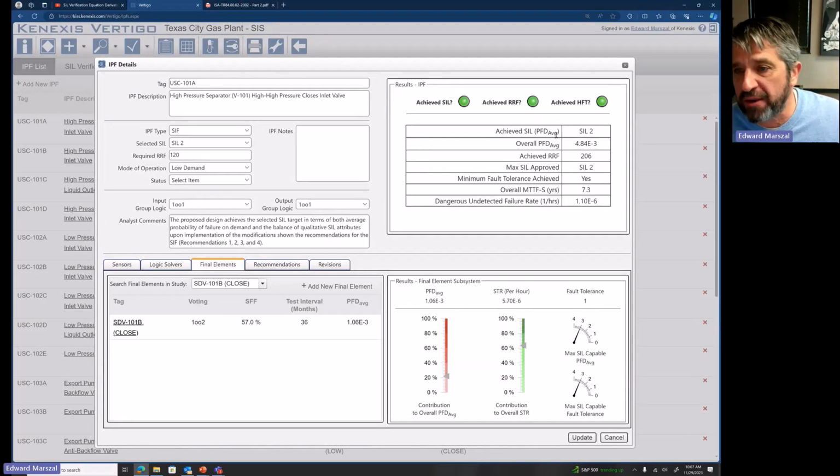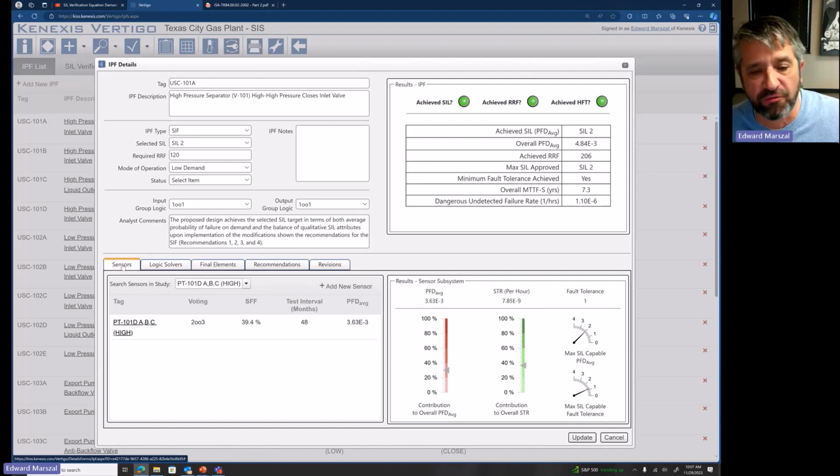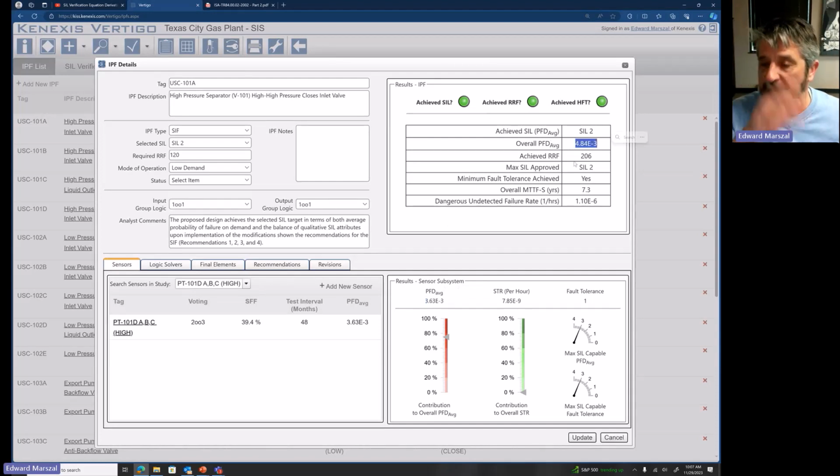So the total PFD is going to be the PFD of the sensor subsystem, which you see is 1.06 E-3. I'm sorry, 1.06 E-3 is the final element subsystem. Logic solver subsystem, 1.39 E-4, sensor subsystem, 3.63 E-3. You add those together, and that's where this 4.84 E-3 came from. So again, with all of these fancy tools for performing SIL verification calculations, at the end of the day, there's a fairly, I don't want to call it simple, but there's a well-defined process for how the calculations are being performed.